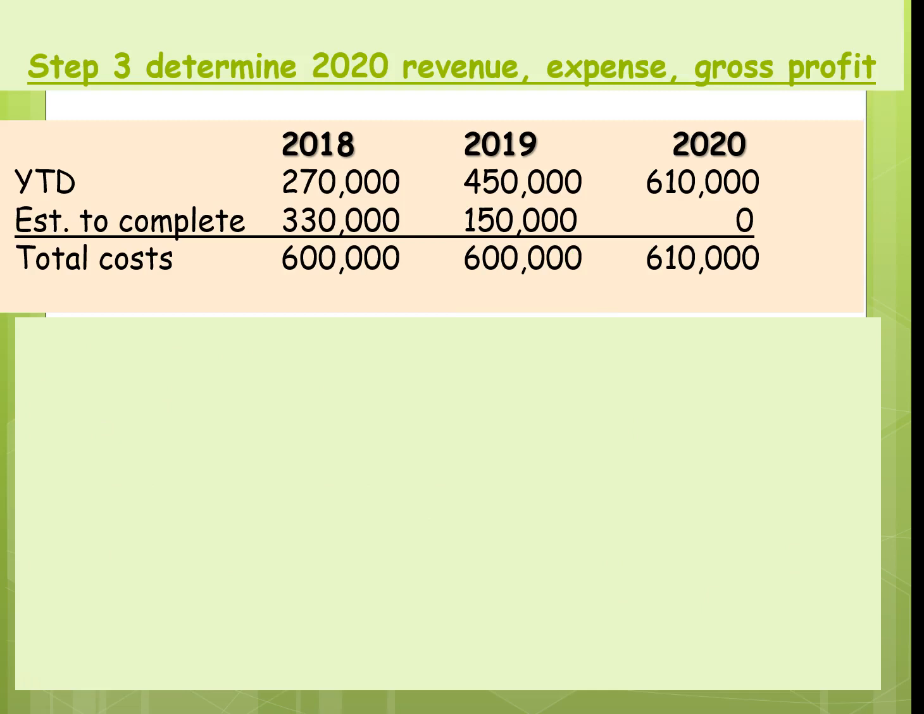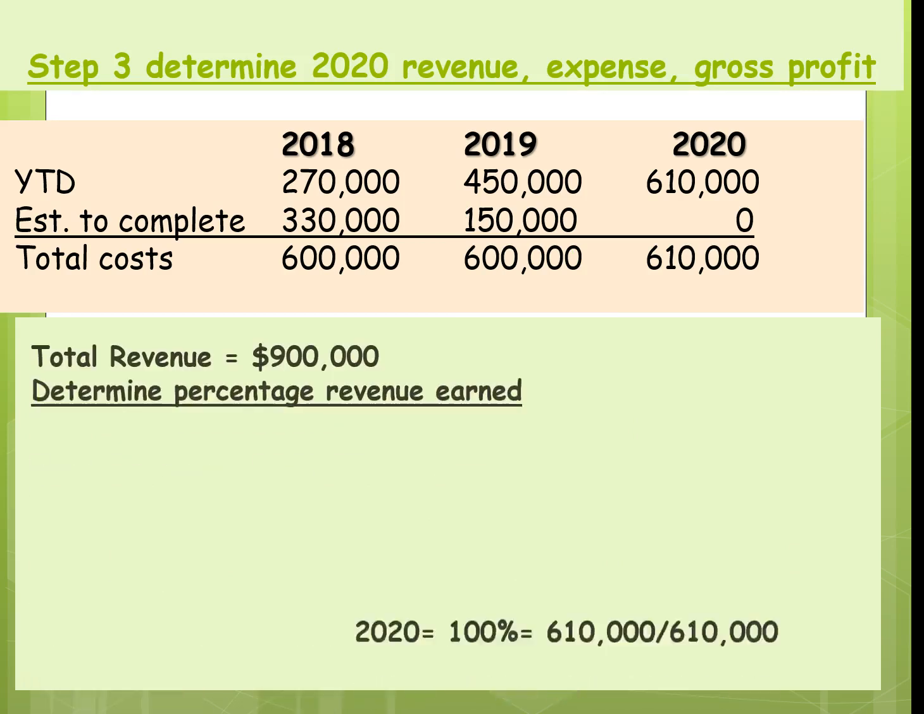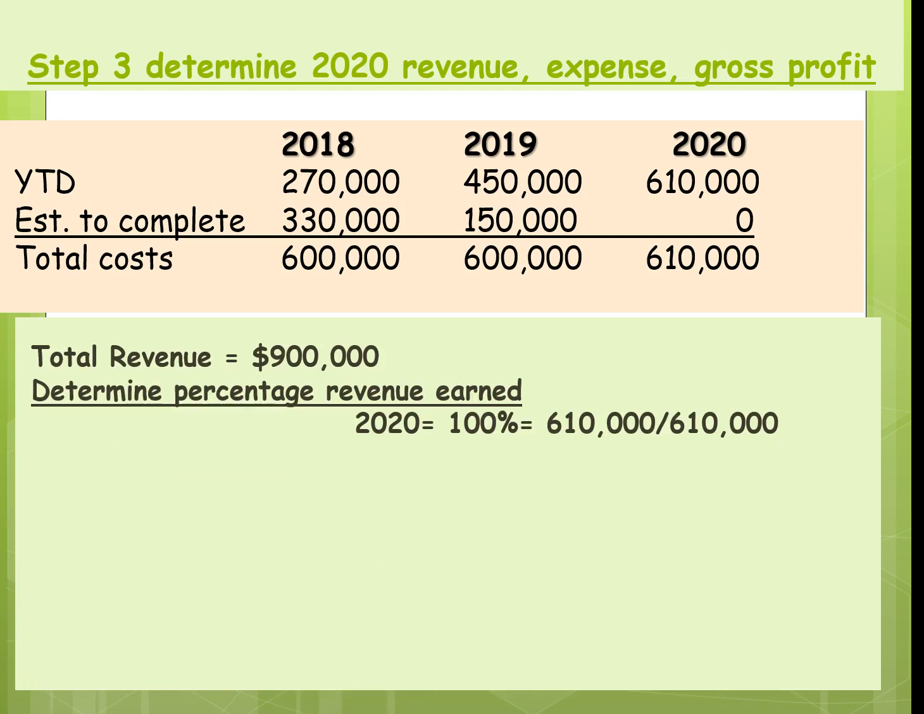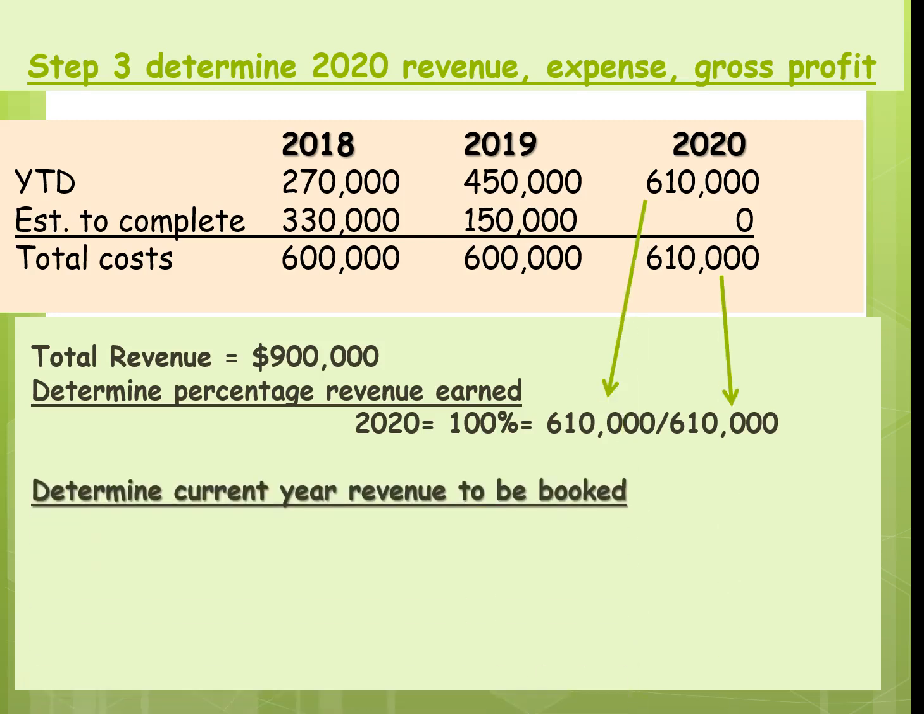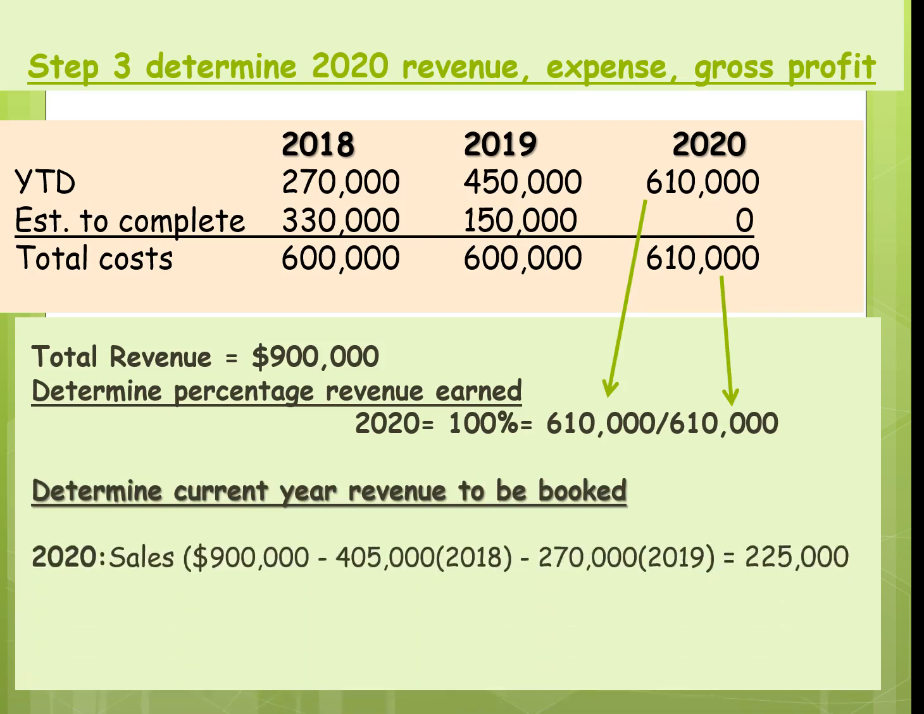Now, what about 2020? Now, we are 100% complete. So, the total costs are 610, so that's 100%. Now we're going to determine our revenue, which is really going to be the 900,000, which is the maximum amount because it's a fixed price contract, minus the amounts that we recorded as revenue in prior years. So for 2020, we're going to record 225.